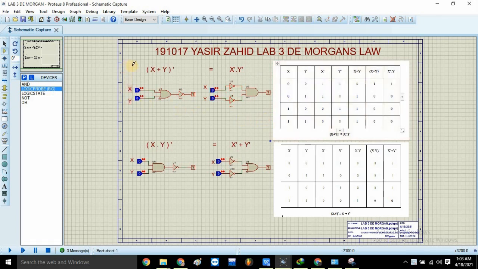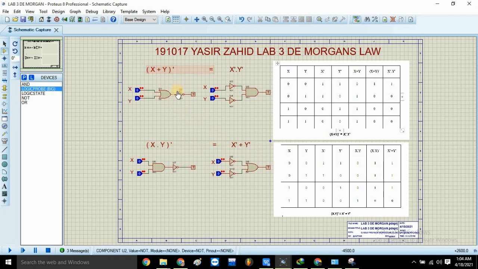We have two statements for De Morgan's Law. First one is (x plus y) naught is equal to x naught and y naught, and second one is (x and y) naught is equal to x naught or y naught.